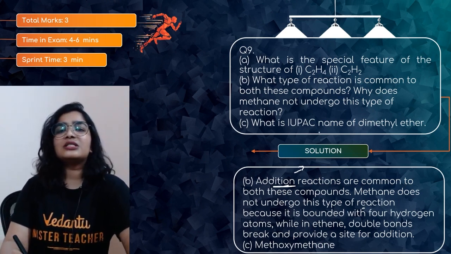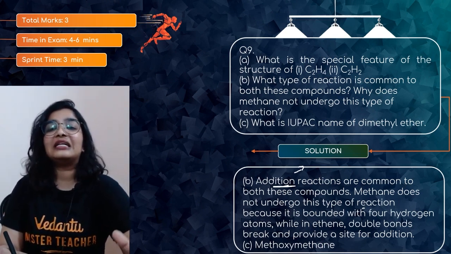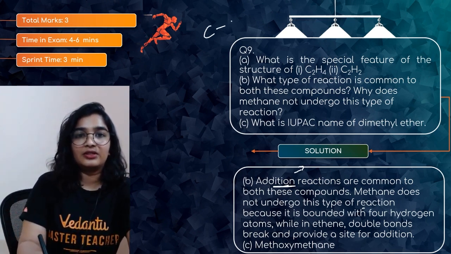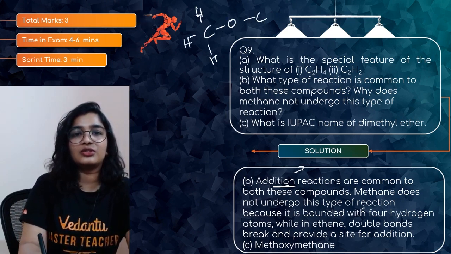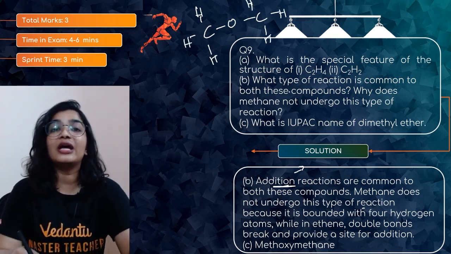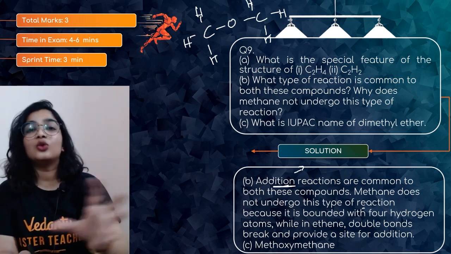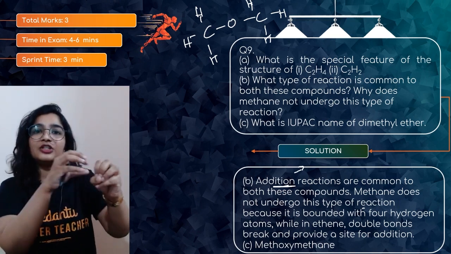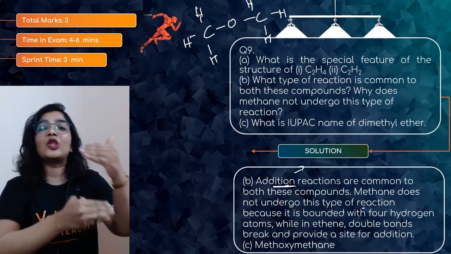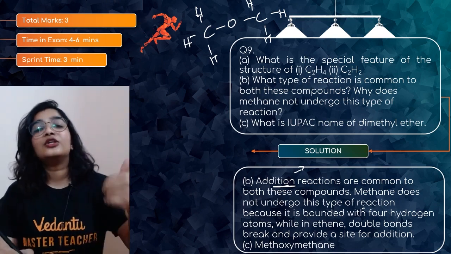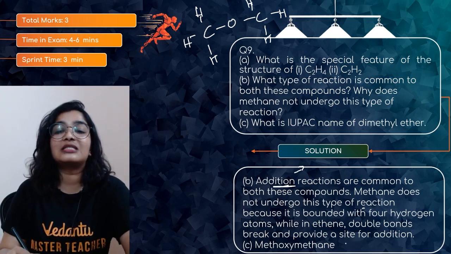The last one is, what is the IUPAC name of dimethyl ether? So let me just draw the structure, H, H, H. This is the common name. But what is the IUPAC name? It is called methoxymethane. So one, we will take as the root word. And as there is a functional group, ether, so methoxy. If it was C2H5, ethoxy. Okay. So the IUPAC name will be methoxymethane.